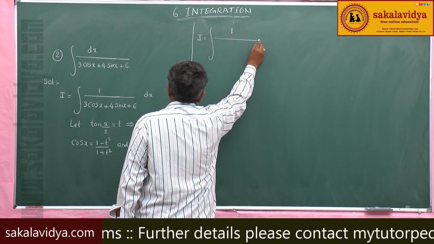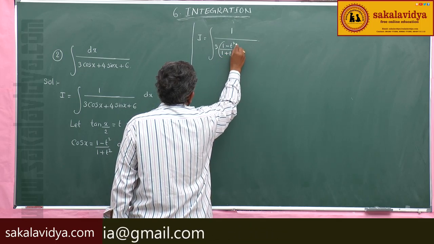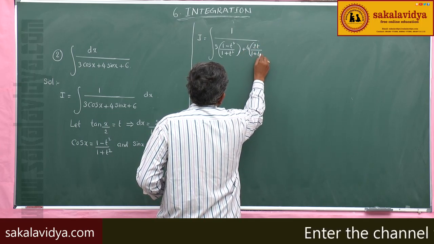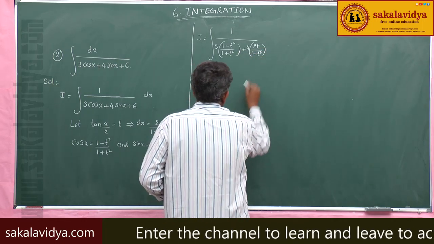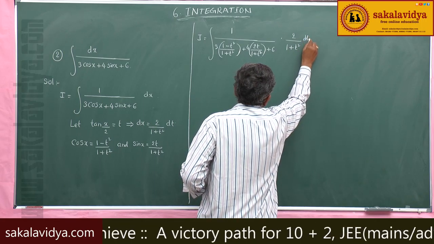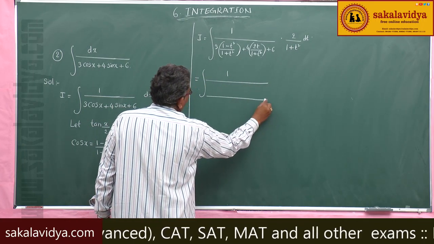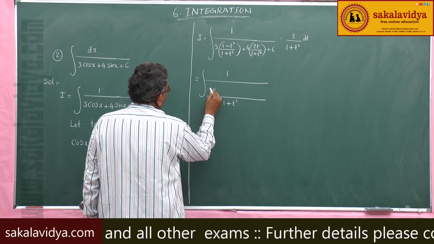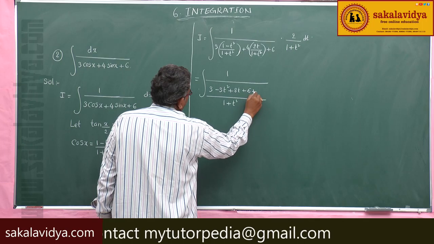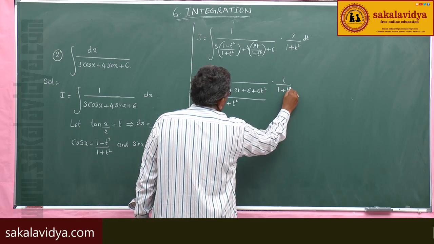Integral of 1 by 3 times 1 minus t square by 1 plus t square, plus 4 times 2t by 1 plus t square, plus 6, into 2 by 1 plus t square dt. Integral 1 by, 1 plus t square is the LCM: 3 minus 3t square plus 8t plus 6 plus 6t square. 2 common out into 1 by 1 plus t square dt.